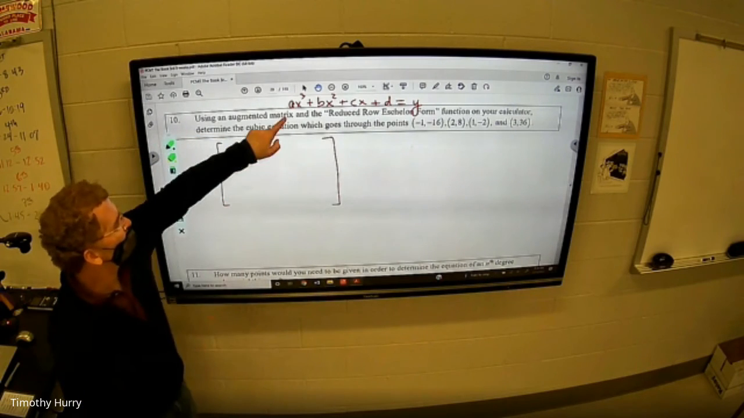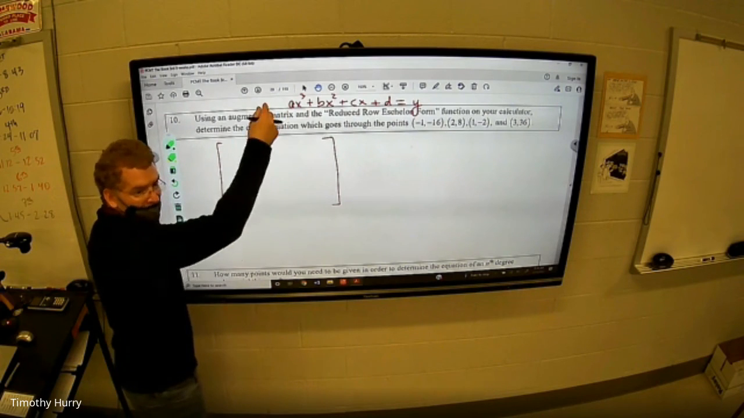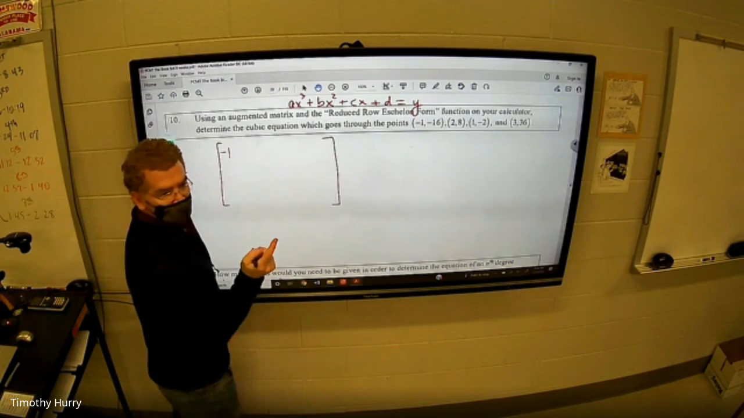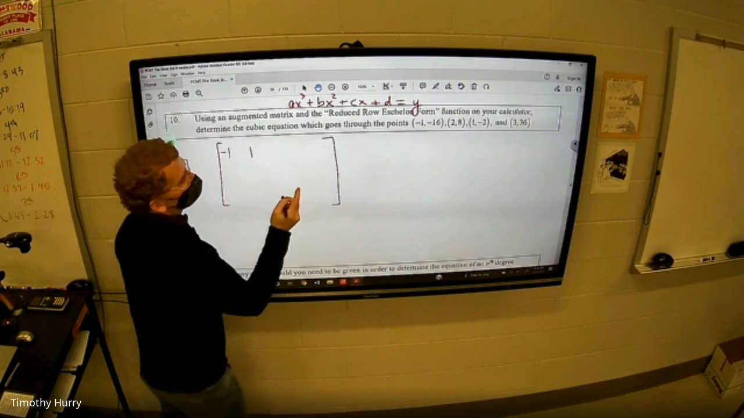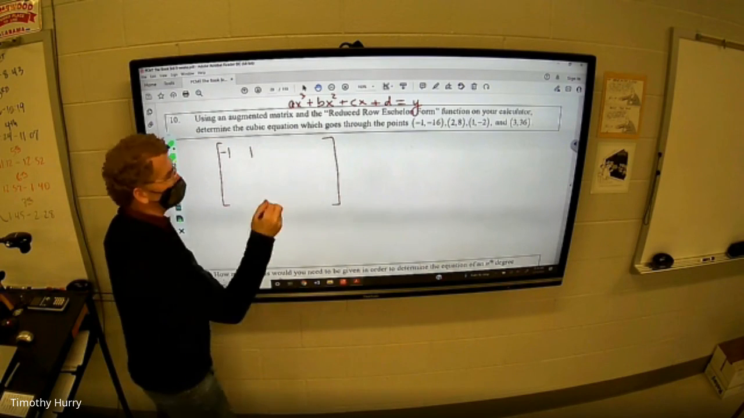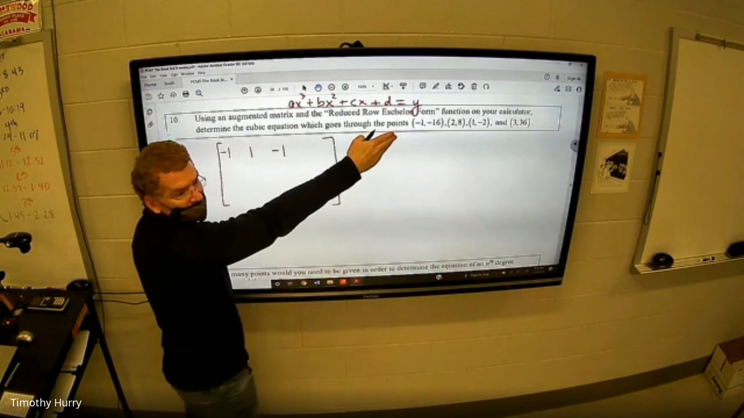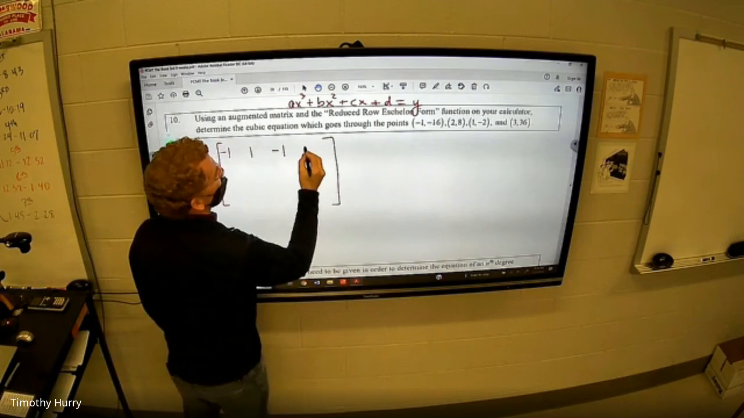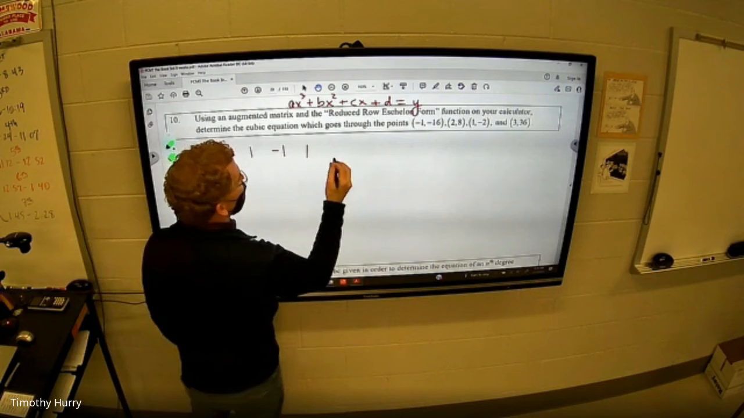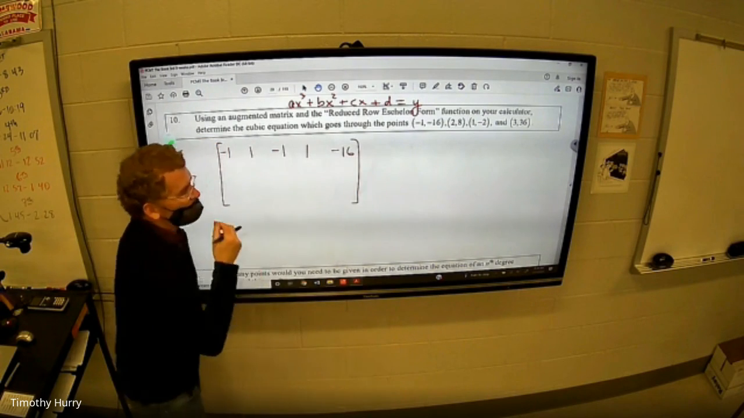So if I were to plug a -1 in there, what do I get? -1a, so -1. If I plug a -1 there, what do I get? 1b, so 1. If I plug a -1 there, I get -c, so -1. And then there's nothing to plug in for d, so the coefficient of d is always 1. And then what do I end up with as my constant? It's -16.